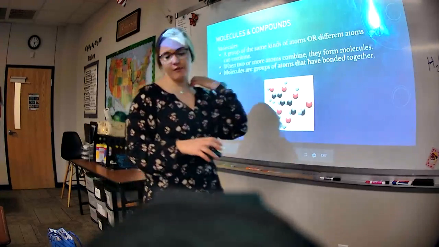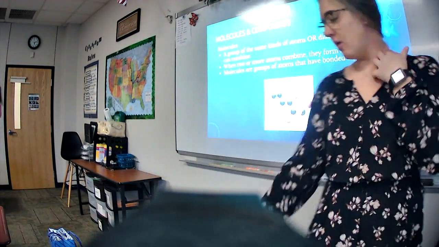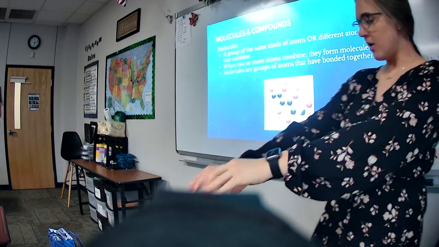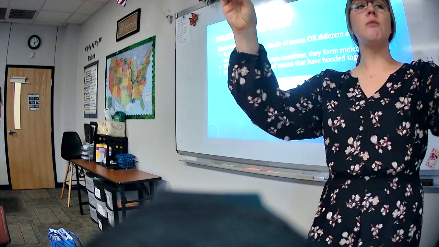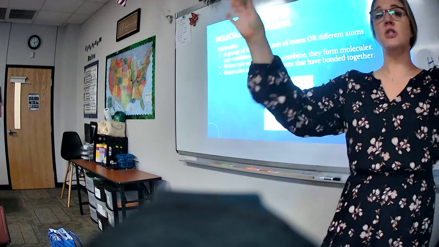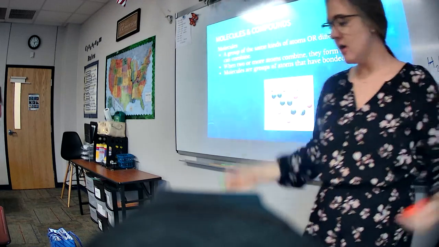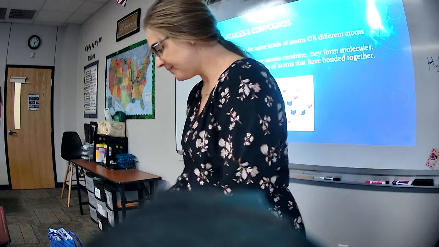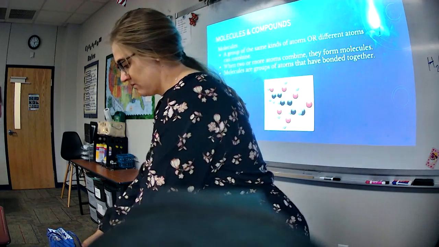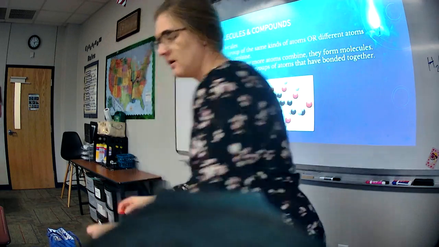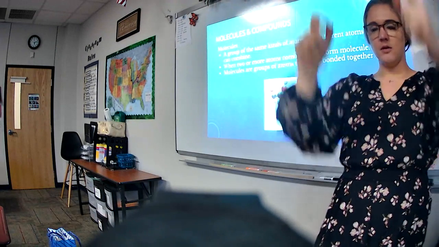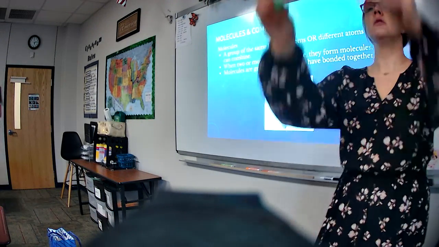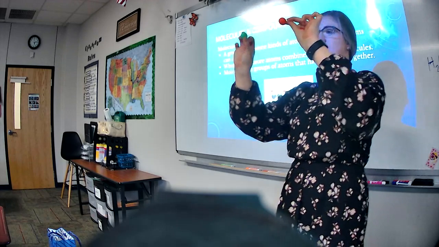Okay? So, for example, I have my little model pieces or whatever up here. Okay? Each little ball represents a different kind of atom. Each color is a different kind. Okay? So, if I had two of these, it's still two atoms, but they're the same kind. Make sense? Okay? These two are two atoms, but different kinds.